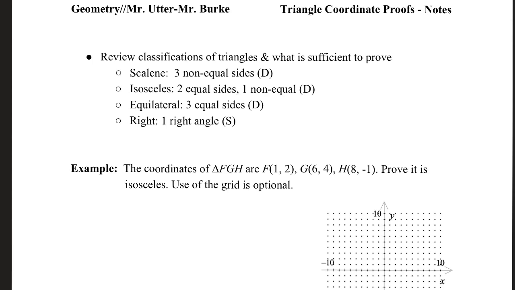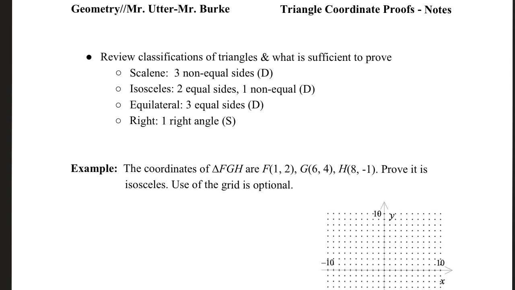Hello everyone. In this lesson, we're going to talk about coordinate proofs for triangles. With triangle coordinate proofs, we are proving classifications of triangles, which as you recall are the scalene, the isosceles, equilateral, and right triangles. So here's what you need to prove all of these different types of triangles.